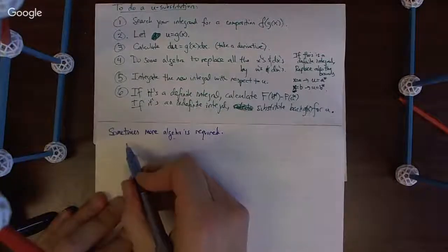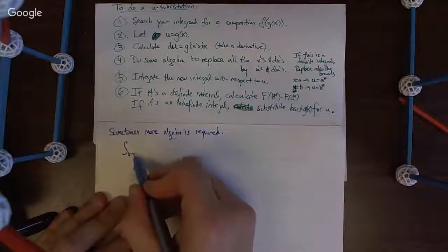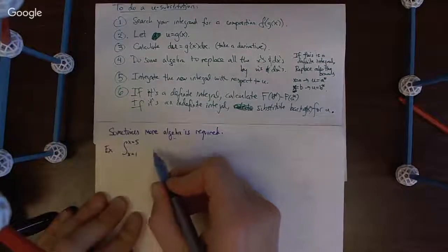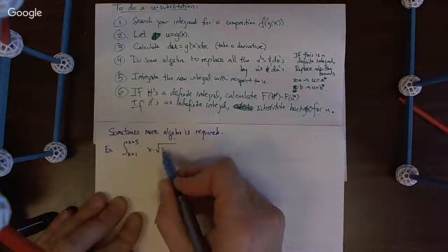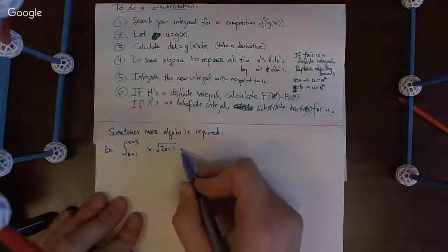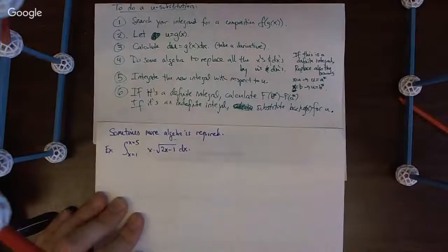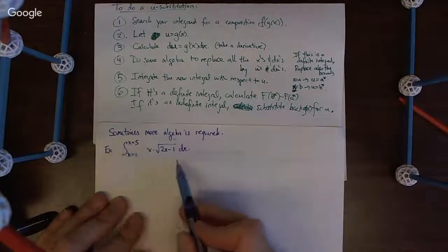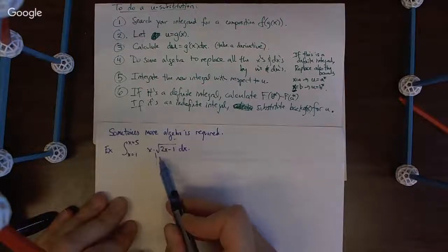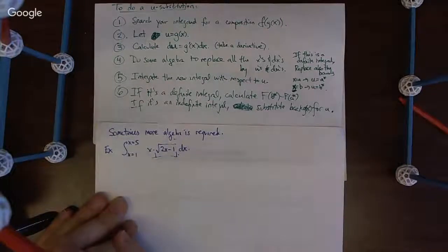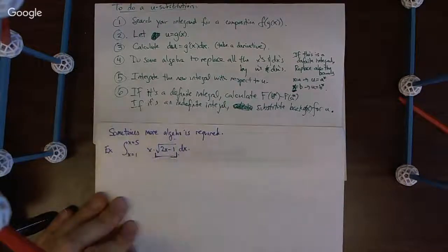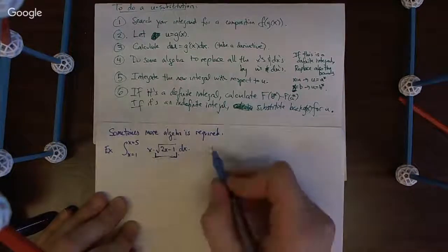So let's look at this one. We've got the integral from x equals 1 to x equals 5 of x times the square root of 2x minus 1 dx. All right, so if you look at this integral, now you see a square root of 2x minus 1. Good. So that is the composition that we're looking for.